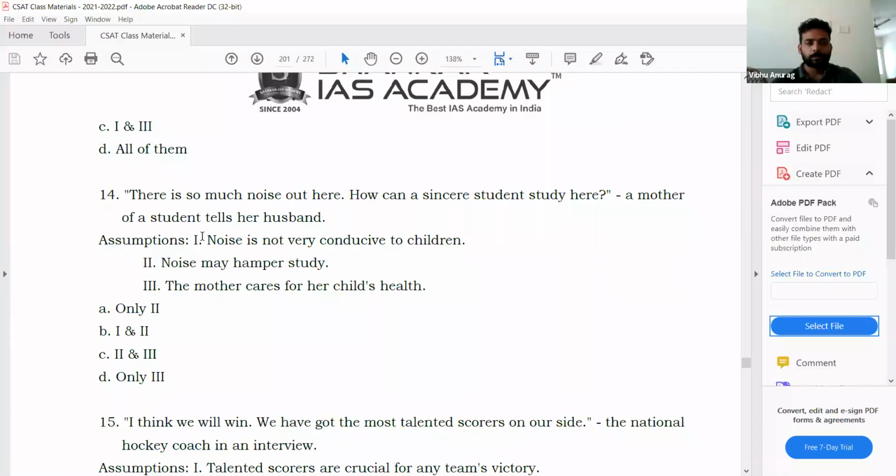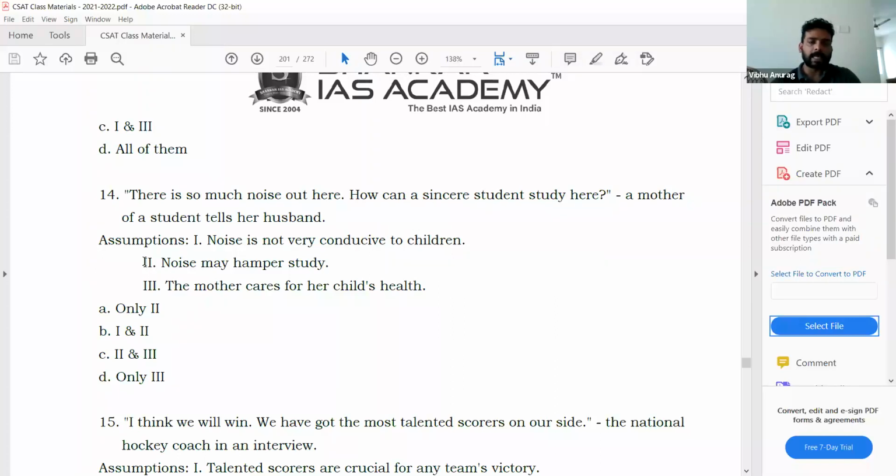Number 1, noise is not very conducive to children. Well, she believes that noise is not very conducive to studies, not children. We don't know. She hasn't mentioned any other activities of children. And children and student are not synonymous terms. Conducive means favorable, suitable. So 1 is wrong. There's no indication that it's not conducive to children. We know that it's not conducive to studies.